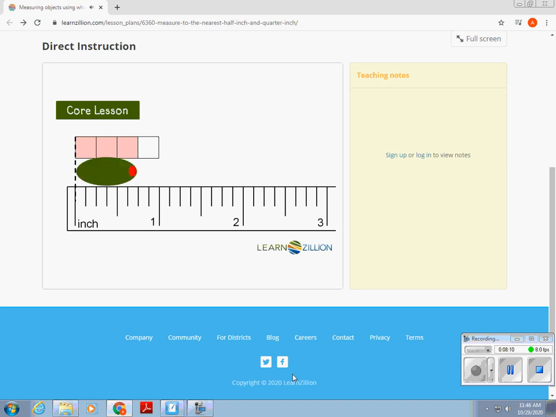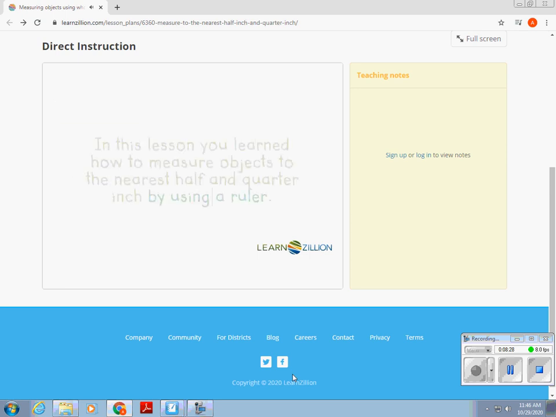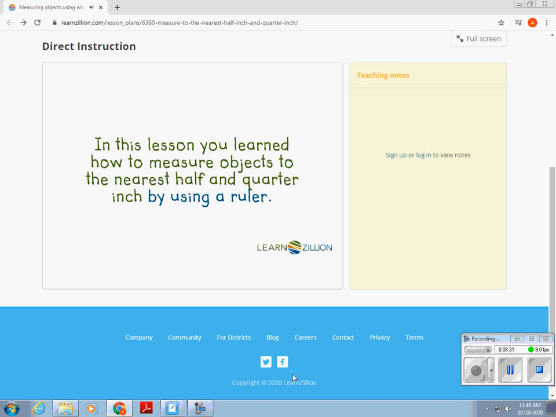This green olive is 3/4 of an inch long. And finally, here's a hairpin that measures 4/4 of an inch long, or 1 whole inch. In this lesson, you learned how to measure objects to the nearest half and quarter inch by using a ruler.